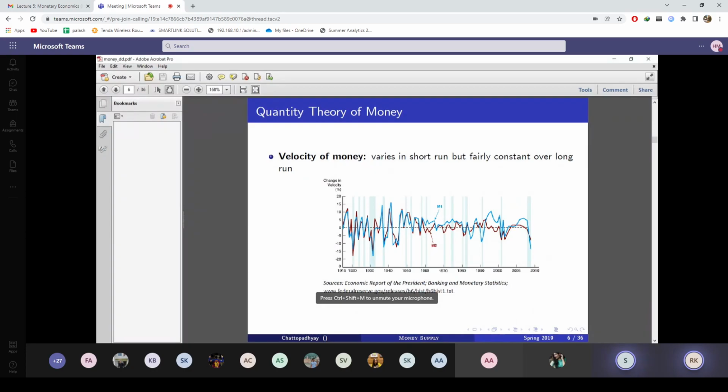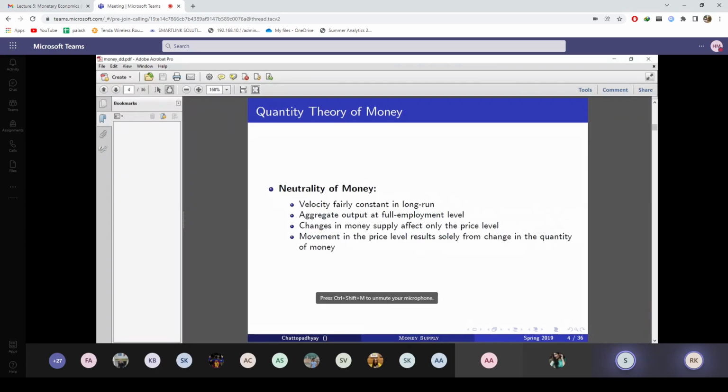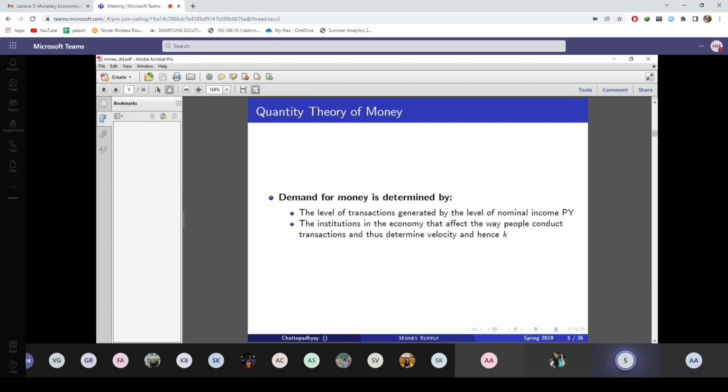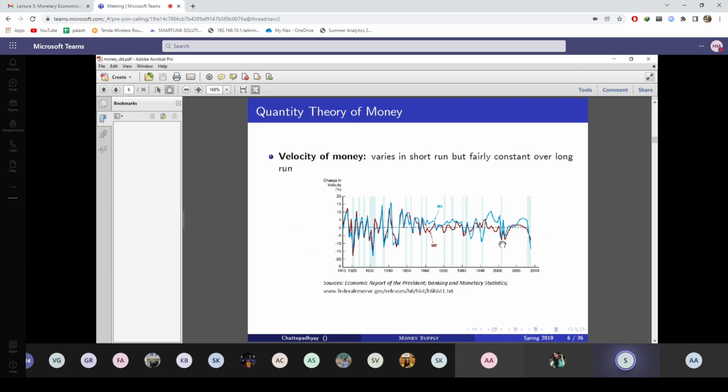Velocity of money is calculated from this equation, PY divided by M. P is CPI, Y is real GDP, and M is basically two different measures of money they have taken, M1 and M2. Corresponding to this M1 and M2, they calculate velocity, and it basically shows that velocity is constant over time in the long run. So MV equals PY. Quantity theory of money is supported in the long run, but not in the short run because V fluctuates in the short run.